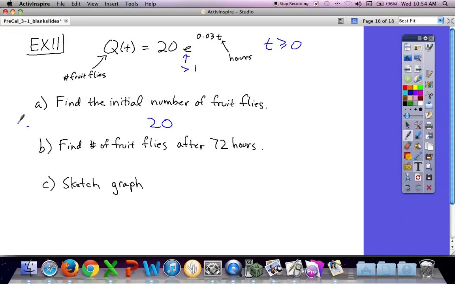How do we find the number of fruit flies after 72 hours? Plug in 72, right? Q of 72 is 20 times e to the 0.03 times 72. And I think that's 173.